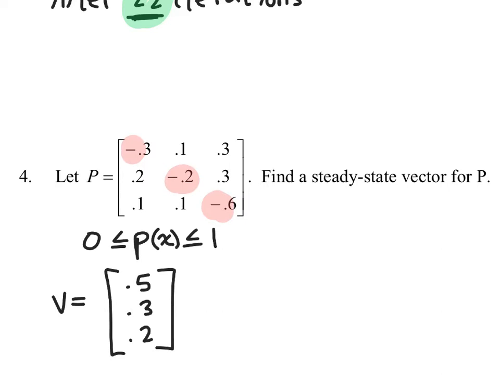So negative 0.3, 0.1, positive 0.3, 0.2, negative 0.2, and then negative 0.6. All right, so quit out of there. And this is a 3 by 1, 0.5, 0.3, and 0.2. And then I run Markov.